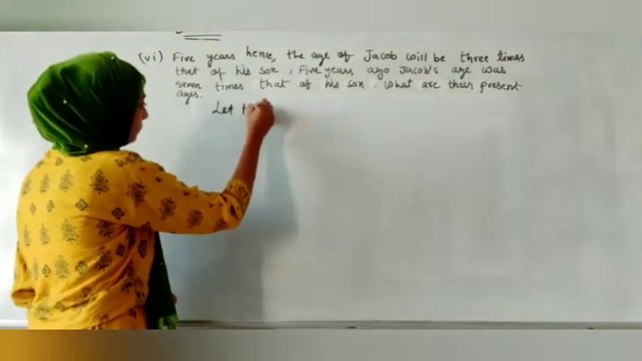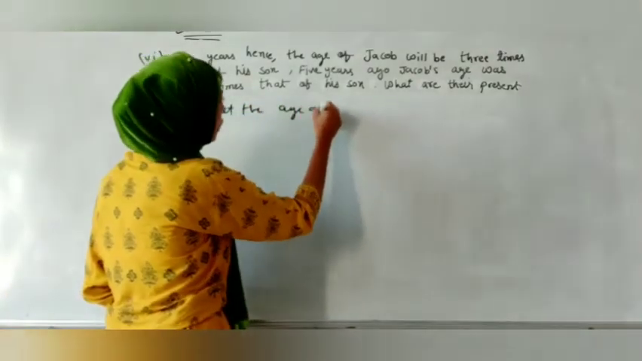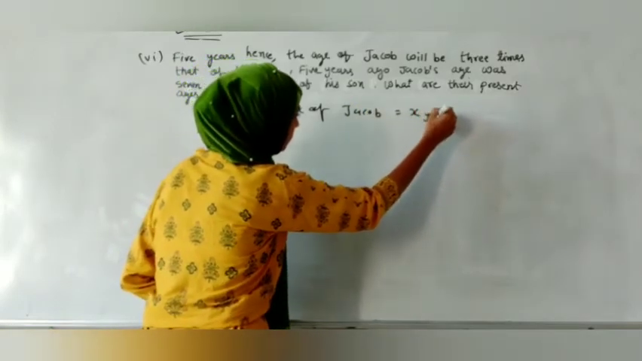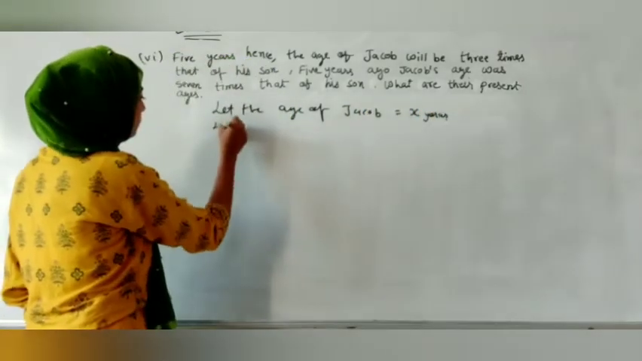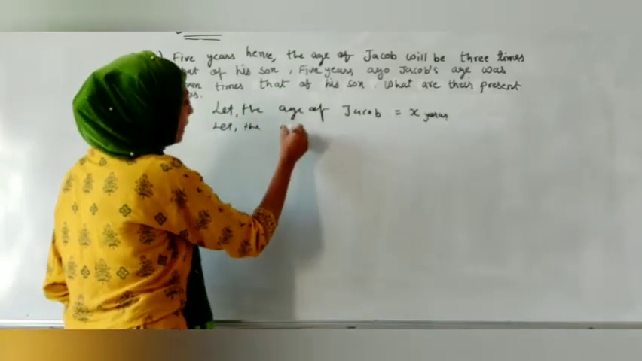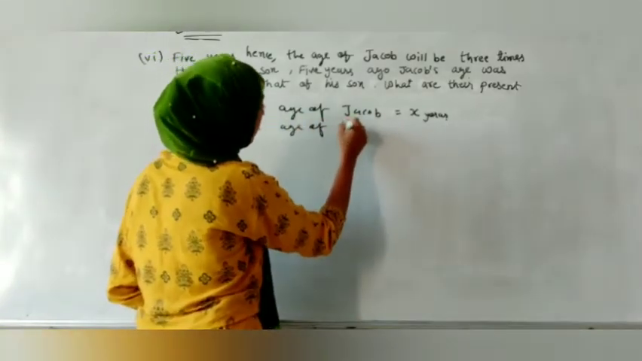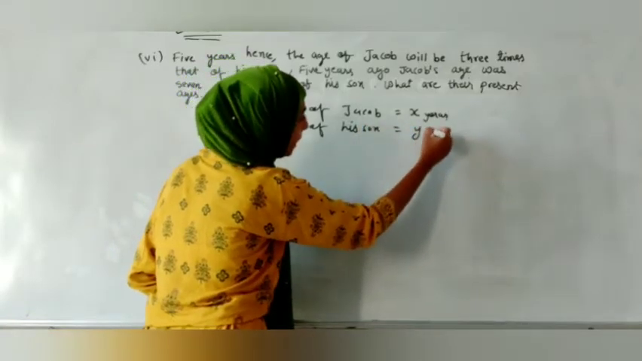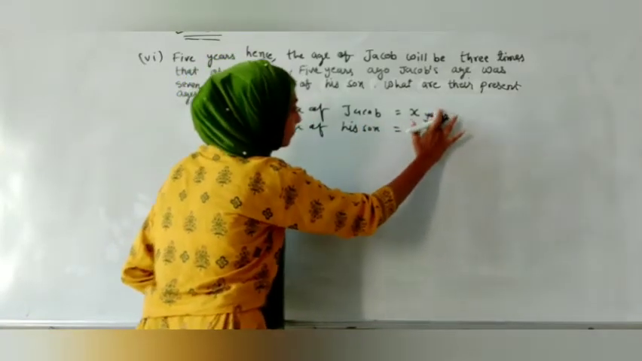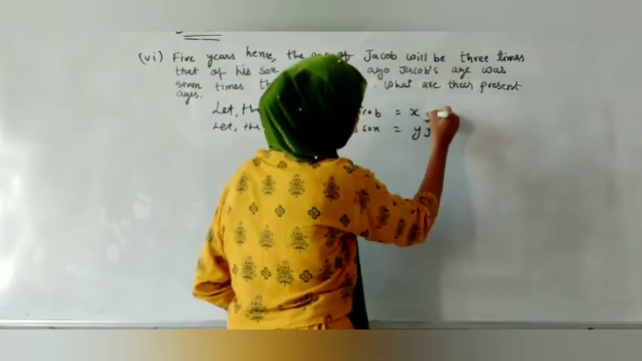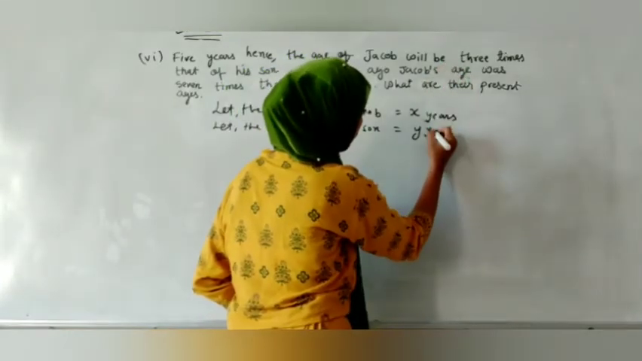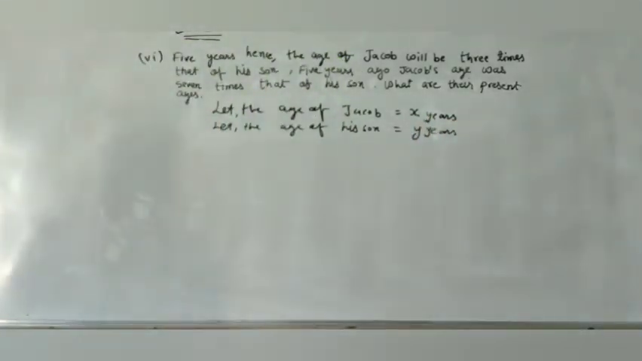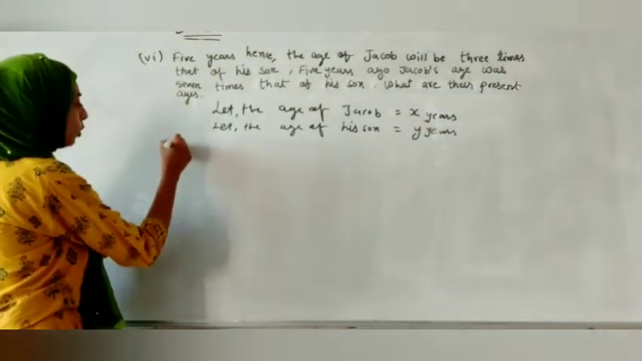Let the age of Jacob, that will be x years, and let the age of his son, that we will guess at y years, and what is happening 5 years hence यानी 5 साल बाद. So यहाँ पे हम दोनों टॉपिक लिखेंगे.